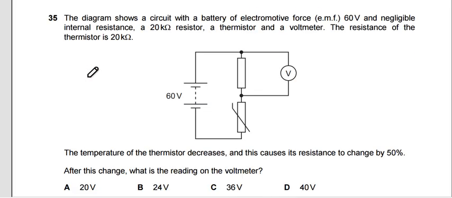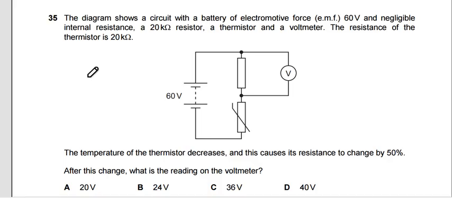The diagram shows a circuit with a 60 volt battery of negligible internal resistance, a 20 kilo ohm resistor, a thermistor, and a voltmeter. The resistance of the thermistor is 20 kilo ohm. The temperature of the thermistor decreases, and this causes the resistance to change by 50%. After this change, what is the reading of the voltmeter?